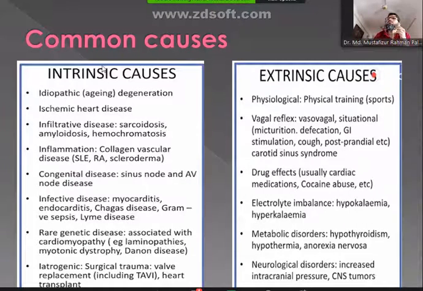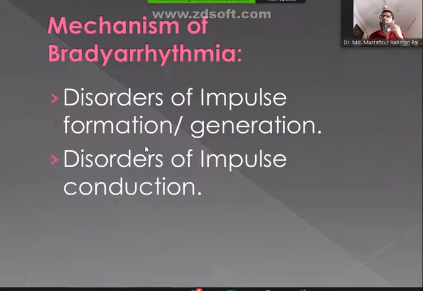The next one is some common causes of bradyarrhythmia. There are some intrinsic causes and some extrinsic causes. This mechanism is very important to understand bradyarrhythmia. Impulse cannot generate, so this is a different mechanism. An impulse cannot conduct, this is a different mechanism.